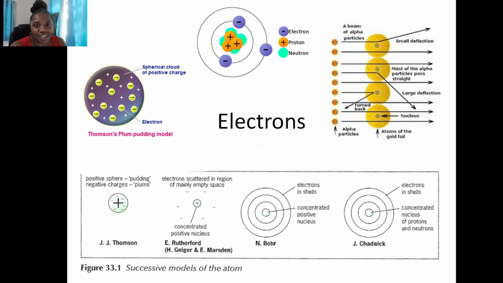Alright, welcome back students, and now we're going into physics of the atom. Alright, so we're starting off with electrons and the role they play in the atom.